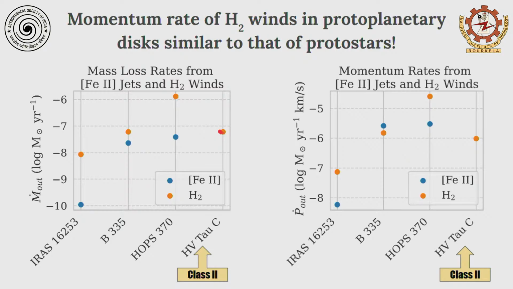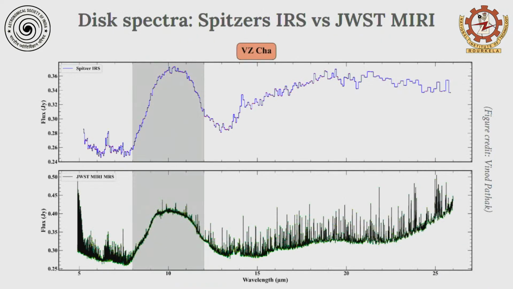But if you just look at the molecular hydrogen mass loss rate or momentum rate, they are similar for the similar mass thing. It's not very different from that of protostar. So all these independent evidence seem to suggest that we are looking at the similar underlying mechanism.